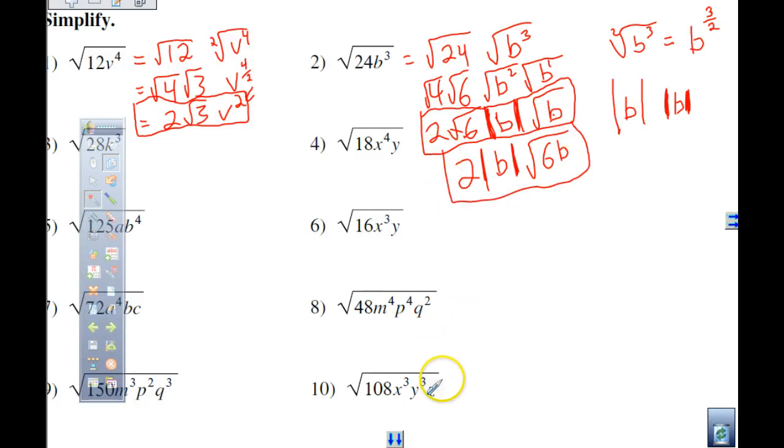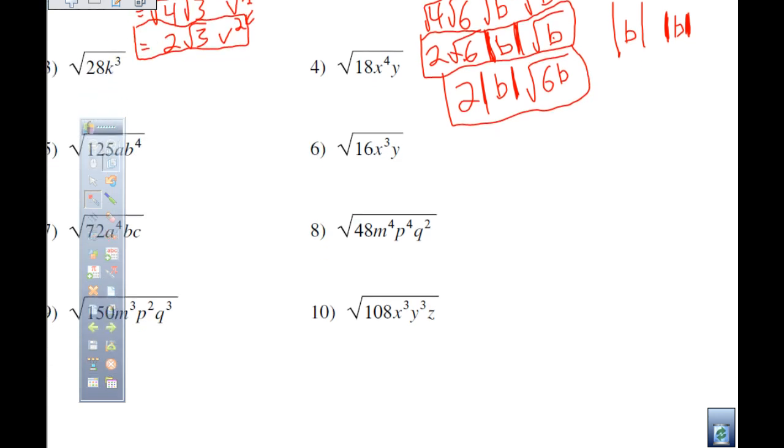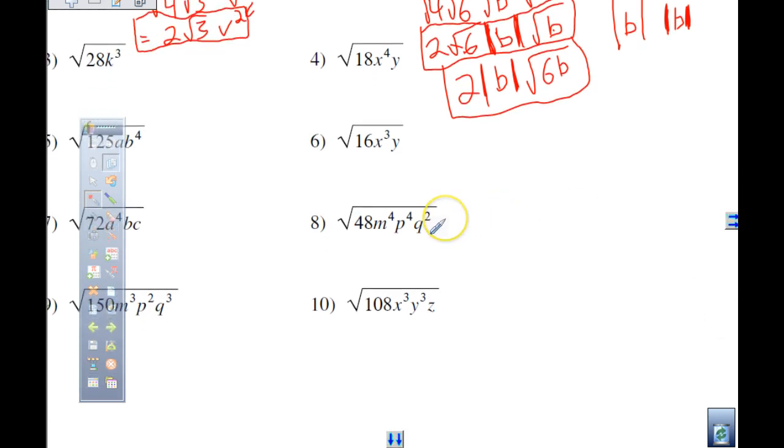All right, let's try another one with some more numbers in it. Let's say 8. Okay. So square root of 48 is? Okay, figure it out. What is it? Okay. How about square root of m to the 4th? Square root of p to the 4th. Square root of p to the 2nd.